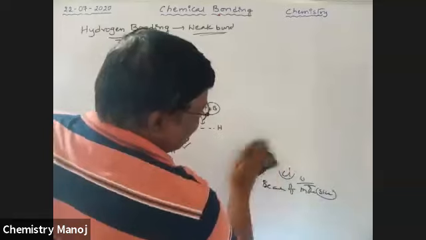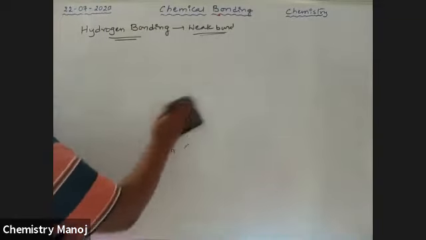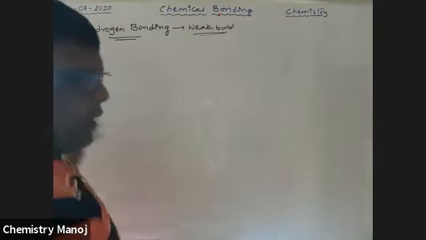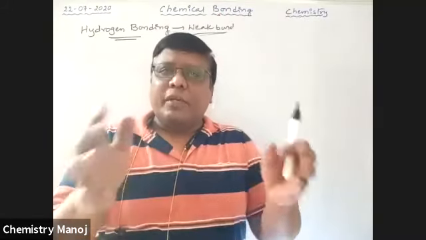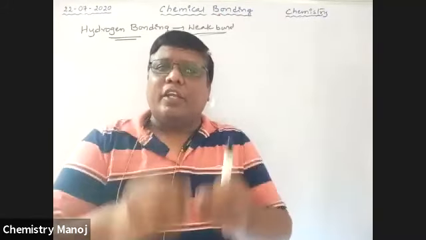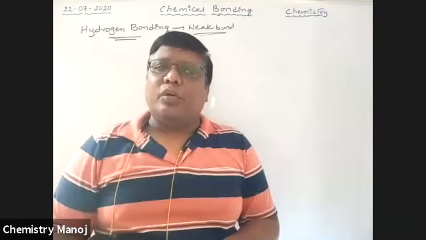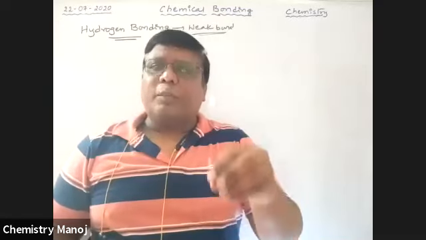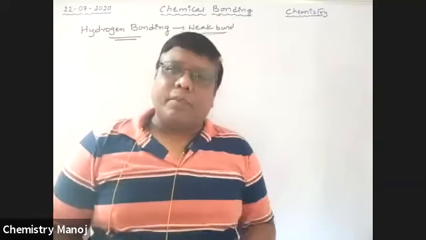It is a weak electrostatic force of attraction between a highly electronegative element and a hydrogen atom, which is called a hydrogen bond. It may be formed between two molecules or within the molecule. If it is between the molecules, that is called intermolecular hydrogen bonding. If it is within the molecule, that is called intramolecular hydrogen bonding. This hydrogen bond plays an important role in the physical properties of the compounds.